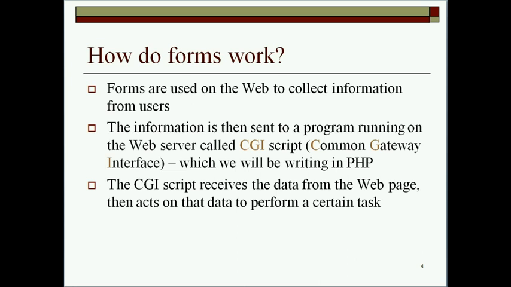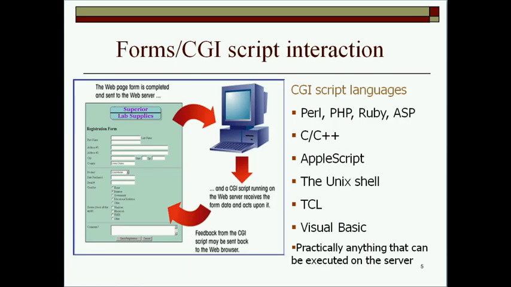The CGI script receives the data from the web page, then acts on that data to perform a certain task. So here's how this happens graphically. The user fills out the form and clicks the submit button. The browser takes the information that was entered by the user, it packs it up in a certain way, and then sends it over to the server. The server will receive all that information, it will process it, and whatever output is generated by that processing will be sent back to the browser as a response.